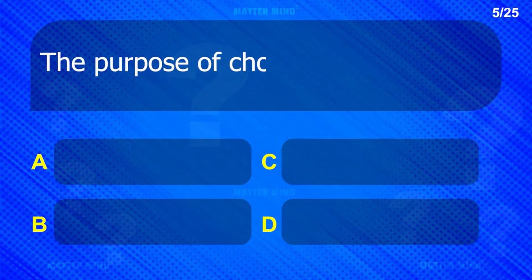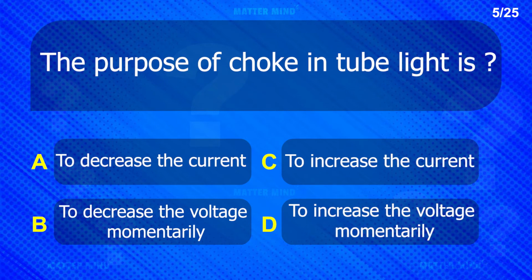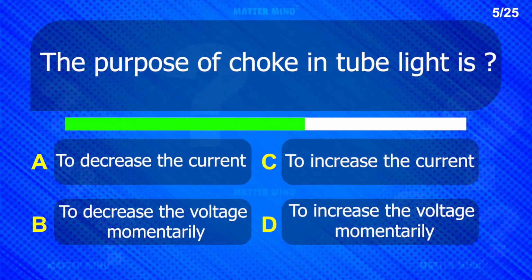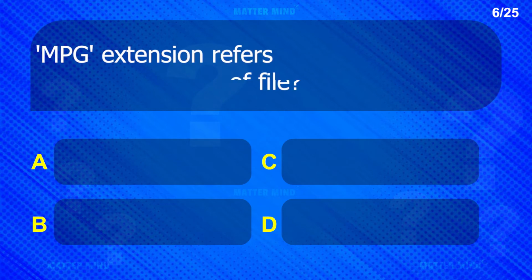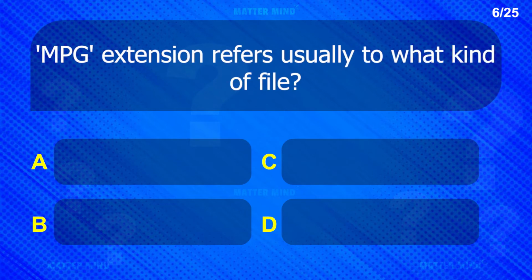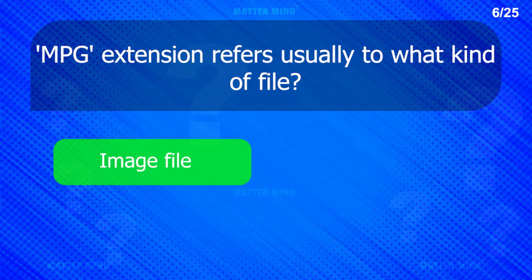The purpose of a choke in a tube light is to increase the voltage momentarily. MPG extension refers usually to what kind of file? Image file.